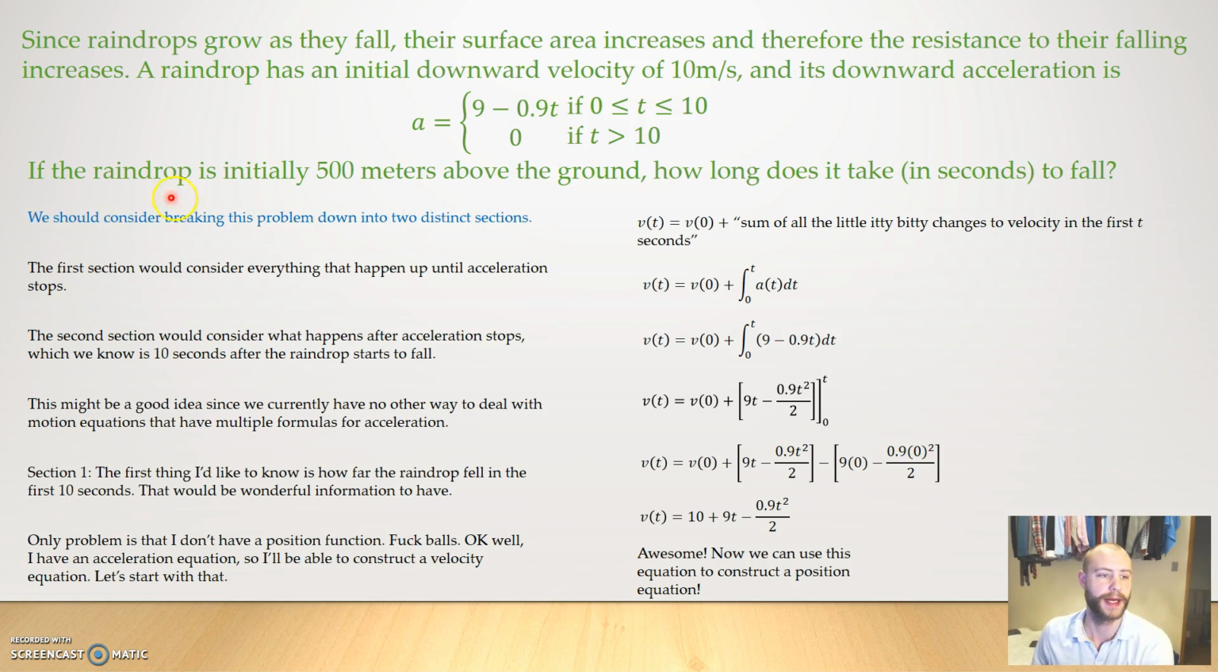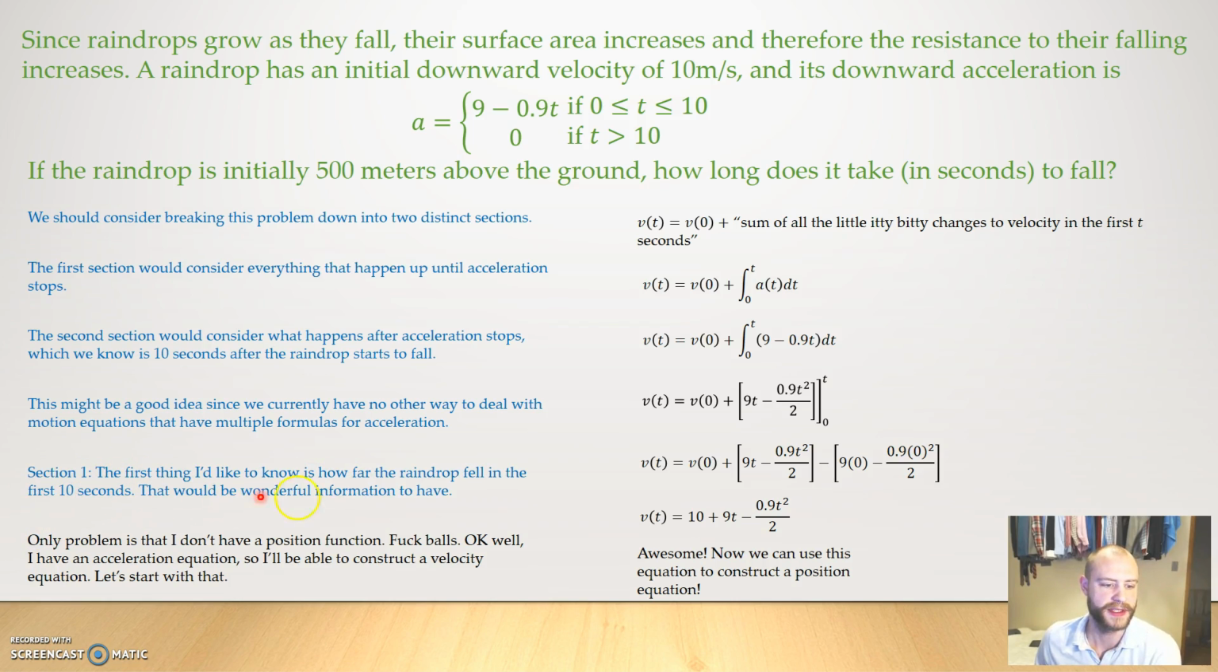Okay, so we should consider breaking this problem down into two distinct sections. We talked about that. The second section will consider everything that happens after acceleration stops, which we know is 10 seconds after the raindrop starts to fall. This might be a good idea since we have no other way to deal with motion equations that have multiple formulas for acceleration. We've seen other problems that have acceleration that's changing, like in this case here, so non-constant acceleration, but not ones that have two different sections. So we don't have an equation that just brings everything together. But that's fine. We can just do it separately and then use logic to piece it together.